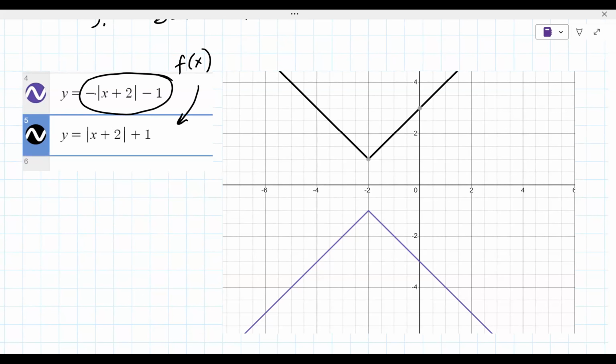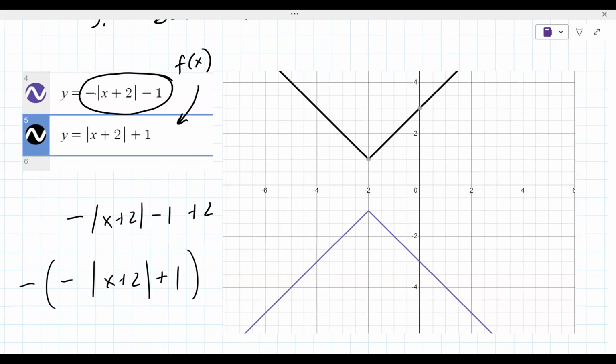Okay, but if we just take f of x, minus absolute value of x plus 2 minus 1, and we just add 2 to it, I agree, we get to the plus 1, but then you need the negative. You negate the whole thing. So what you gave me doesn't quite work, right? Because when you negate it, it ends up being absolute value of x plus 2 minus 1, and we want it to be plus 1.